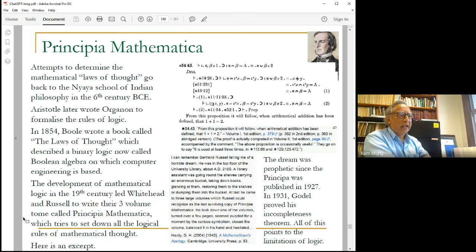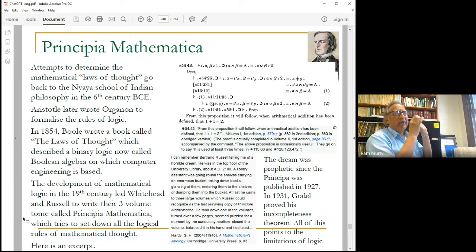In 1931, only 4 years later, Gödel proved his incompleteness theorem. What is the Gödel incompleteness theorem? Whatever system of logic you create, it's incomplete. Why? Because there will be propositions that you can formulate, and you would like to know whether they are true or false. And the fact of the matter is, no matter what system of logic you create, there will be propositions that you can neither prove are true, nor prove are false. This is Gödel's incompleteness theorem.